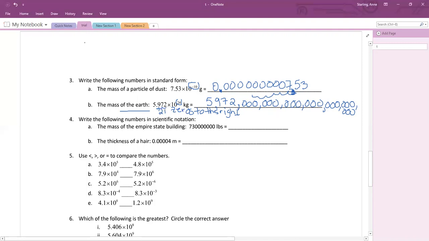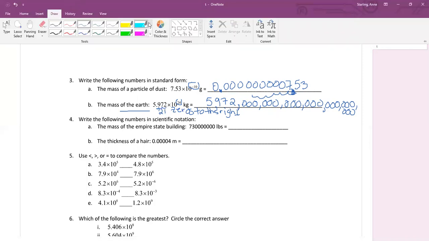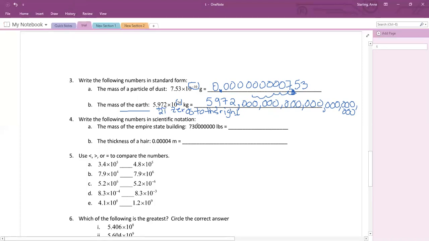So then over here, I have the mass of the Empire State Building. So again, to start off, you always have one number in front of the decimal and only one. So it's going to be 7.3. And then we count how many places it got moved. 1, 2, 3, 4, 5, 6, 7, 8. So it already becomes hard to tell.